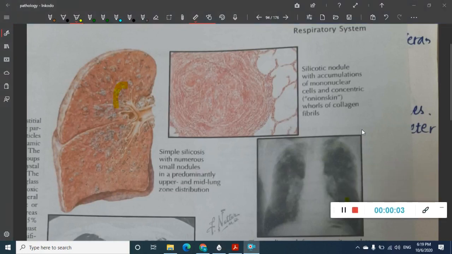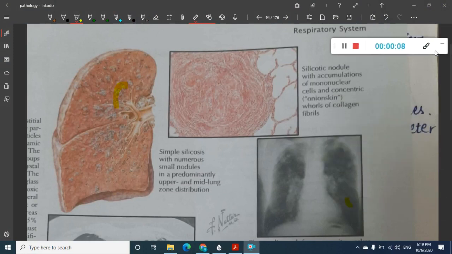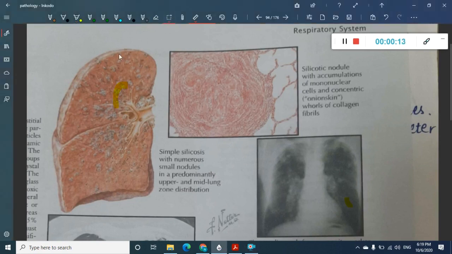In this lecture, we are going to learn about occupational lung diseases. So, what are we going to see here? We are going to learn about occupational lung diseases.